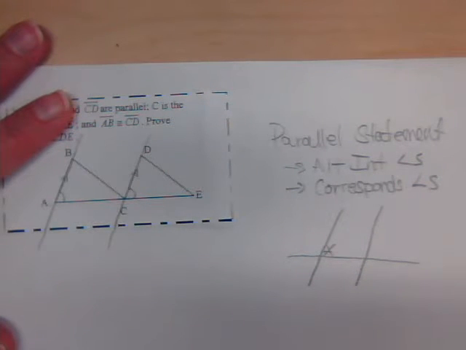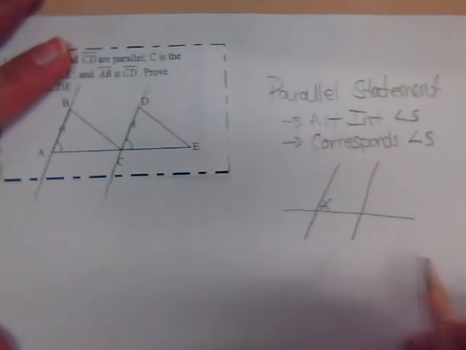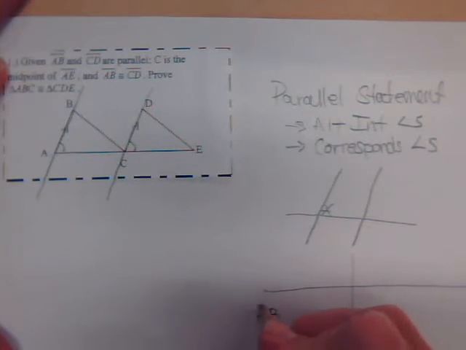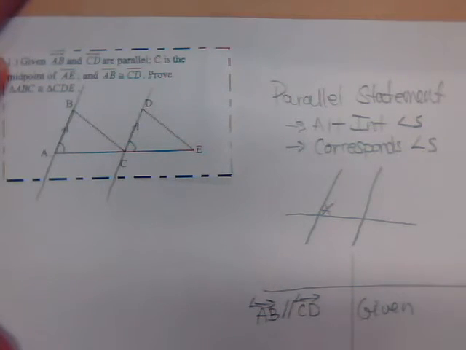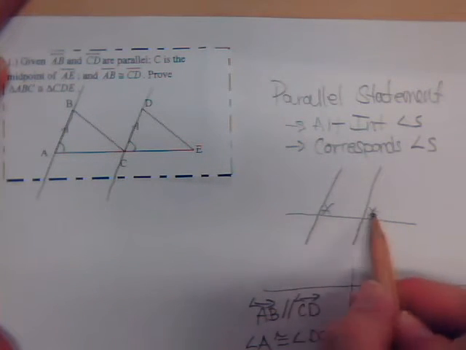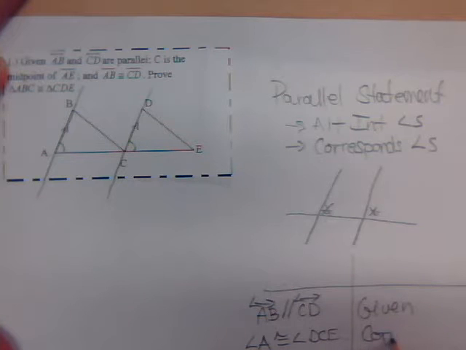So in your two-column proof, your first reason would be AB is parallel to CD, and that would be given. Then right underneath it, I would like you to give the statement that you were able to make. We know that angle A is congruent to angle DCE. Reason? Corresponding angles, because these are in the same spot, different lines. So we would say corresponding angles postulate.